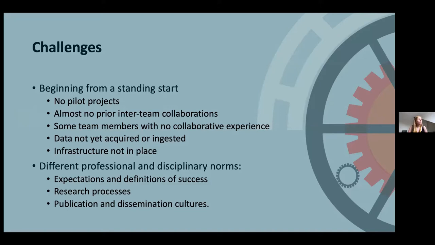So our project was really beginning from a standing start because there weren't any pilot projects that preceded it. There were no big prior inter-team collaborations, so we weren't familiar collaborators with one another. There were some members of the team who had no collaborative experience. They were just solo researchers beforehand. We hadn't acquired the data or ingested it. We had no infrastructure in place. So we were given the money and said, you need to start everything from scratch.